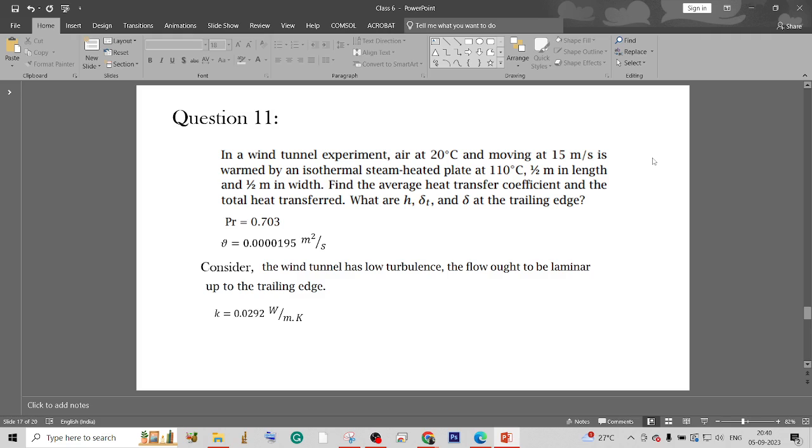So this is a condition of constant surface temperature, right? Because it is an isothermal steam heated plate. As it is steam heated, the temperature will remain constant. The bulk air temperature is given at 20 degrees Celsius and the velocity is also given. Find the average heat transfer coefficient and the total heat transfer. And what are h, delta T and delta at the trailing edge? Consider that.